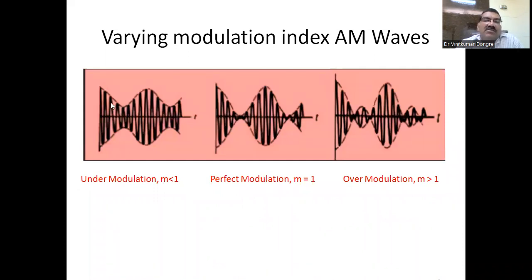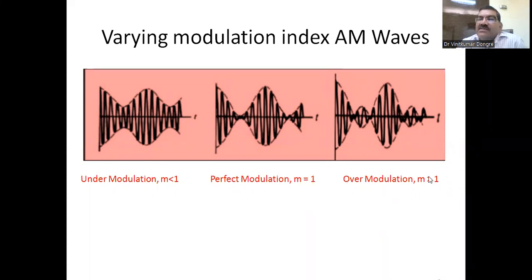Here, this waveform is a representation of under modulation. That is, this is your line, and these waveforms are away from your horizontal line, that is your reference line. So there is a gap. So here M is less than 1. How is it less than 1? We will calculate. Here they are touching exactly. So here M equals 1 or 100%. So this is what is called perfect modulation.